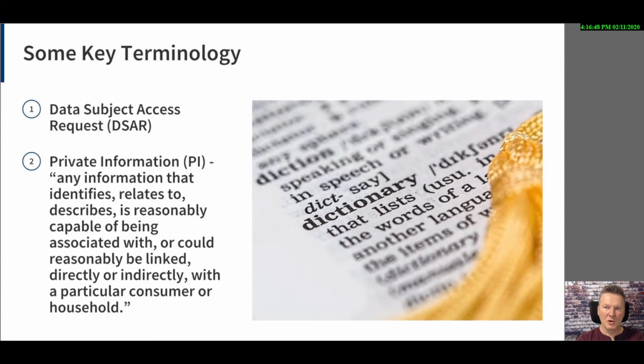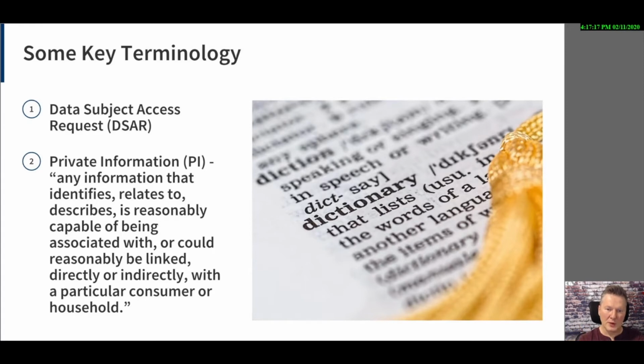So anytime you talk about privacy, there are a couple of key terms you need to be aware of. The first is something called a data subject access request, commonly referred to as a DSAR. That is when a person requests the information that you have on them or wants to take action on that information, that's called a data subject access request. And they act on their personal information, and the law covers their personal information or private information. You use both terms interchangeably.